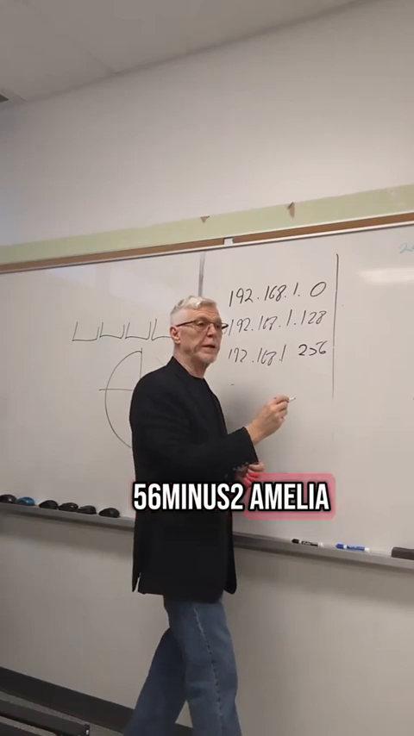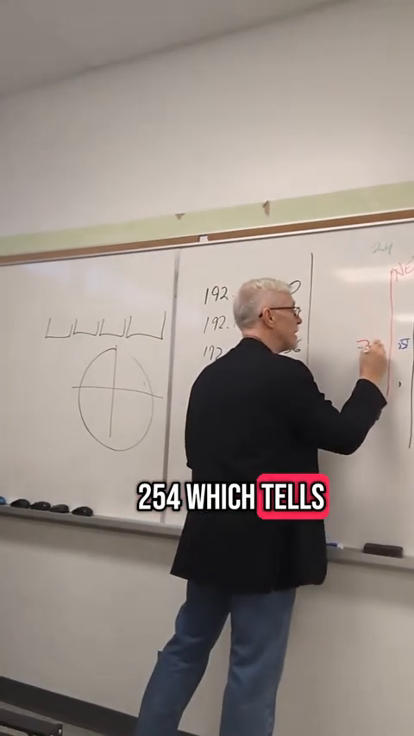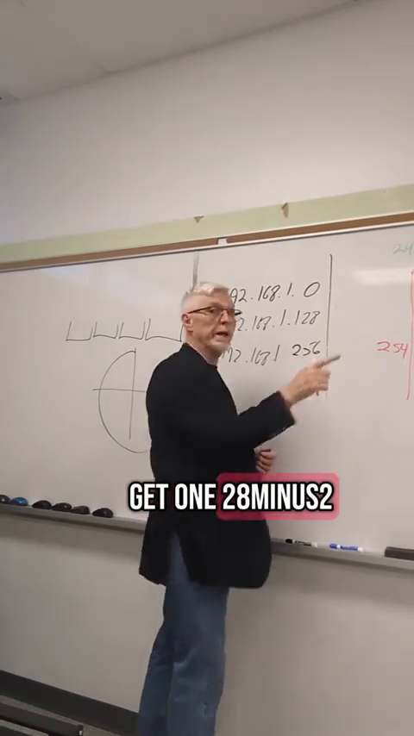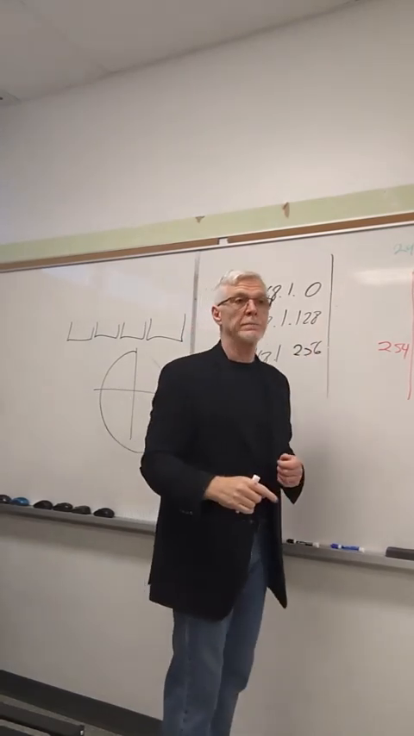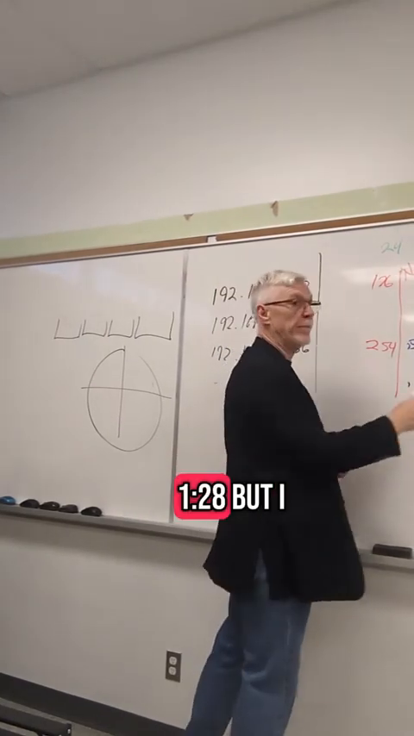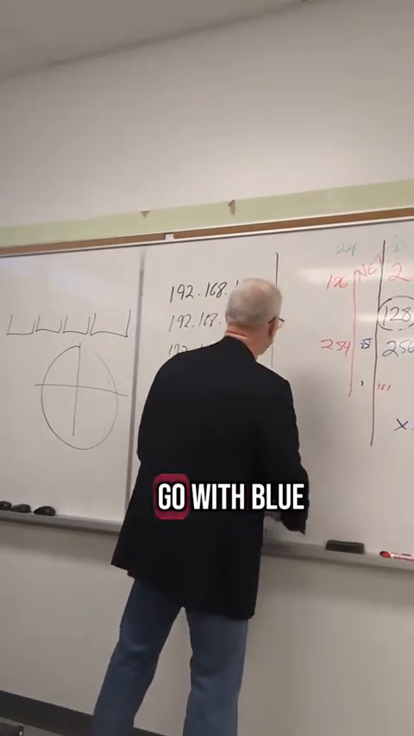256 minus 2? 254, which tells me I am done with my Class C network, right? Because that's the max I can get. 128 minus 2, 126. Funny how that works, right? 128, but I'm going to lose 2. That tells me what's going on, which is great, and then we'll go with blue.